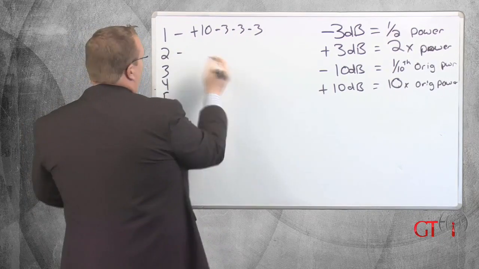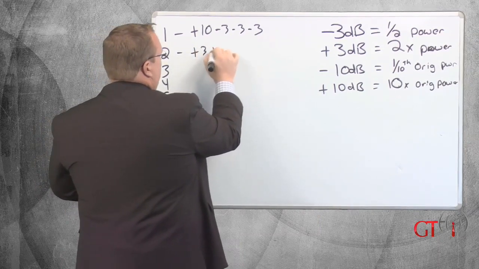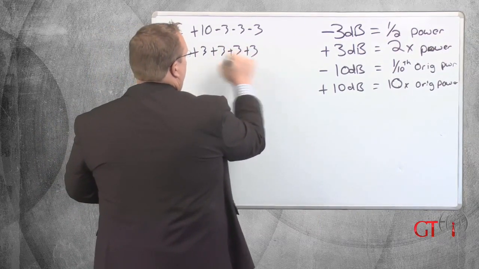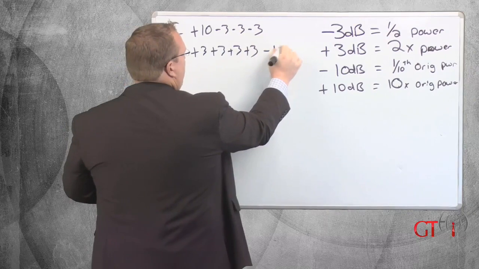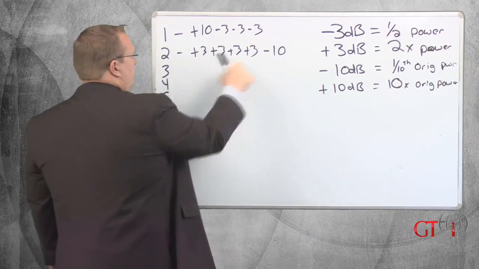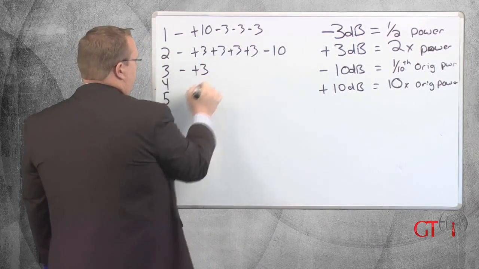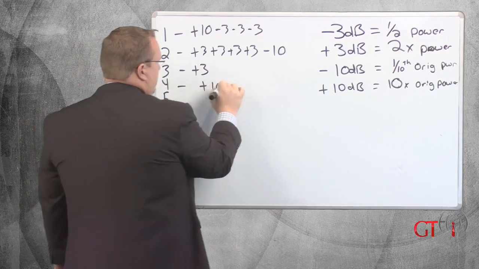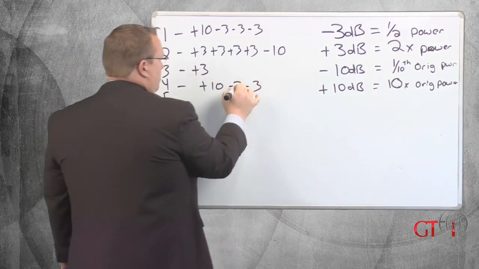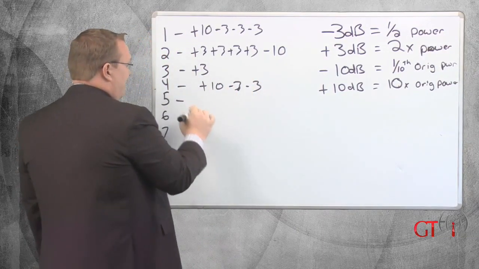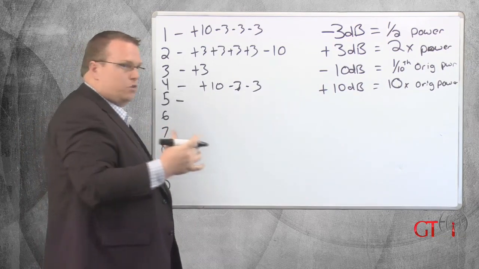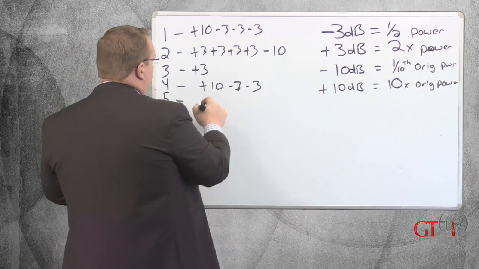2, a couple ways to do that. Plus 3, plus 3, plus 3, plus 3. 3 times 4 is 12, minus 10. So this one is, of course, just an easy plus 3. Here, plus 10 minus 3 minus 3. So I'm plus 10 minus 6. 5. Again, a few ways to do this.